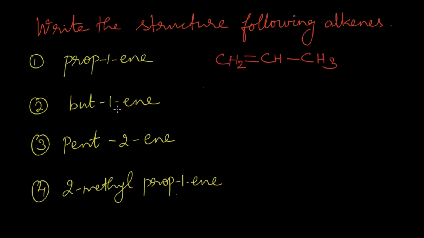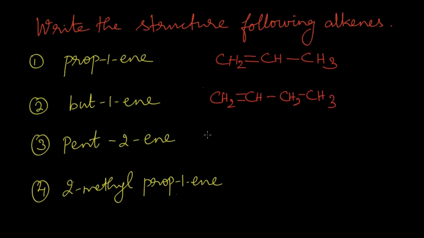And this is but-1-ene. So 4 carbons should be there. 1, 2, 3, 4 carbons. And the first carbon should carry the double bond. Here double bond, so here CH2. The valency should be 4. And here H and one more bond. Here CH2, single bond, CH3. This is the structure for but-1-ene.